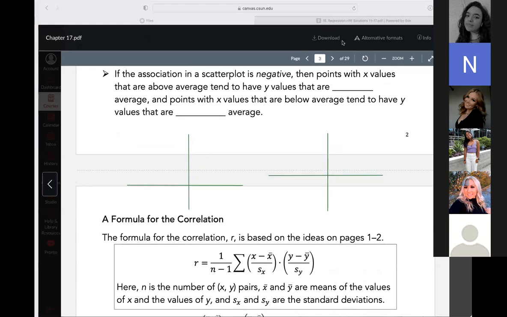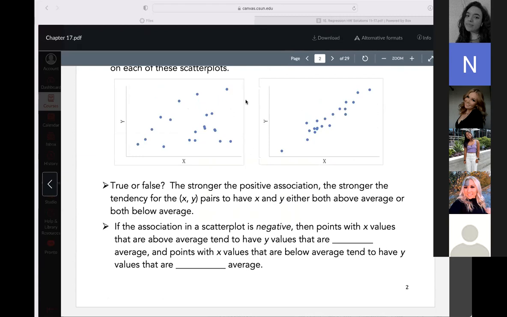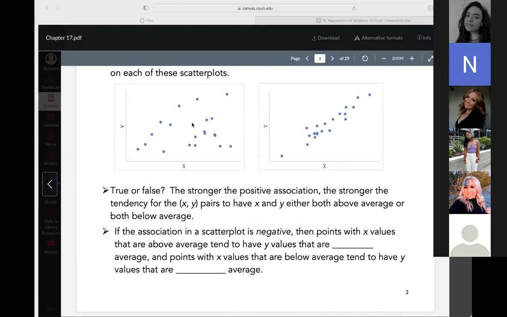So then that statement would be true. If the association is negative, points with X values above average tend to have Y values that are below average. And points with X values that are below average tend to have Y values that are above average. That is true for a negative association graph. If there's no linearity at all, then the points are going to be all over the place and they're not going to be more likely to be above-above, below-below, or above-below, below-above. Does that make sense? Yeah.